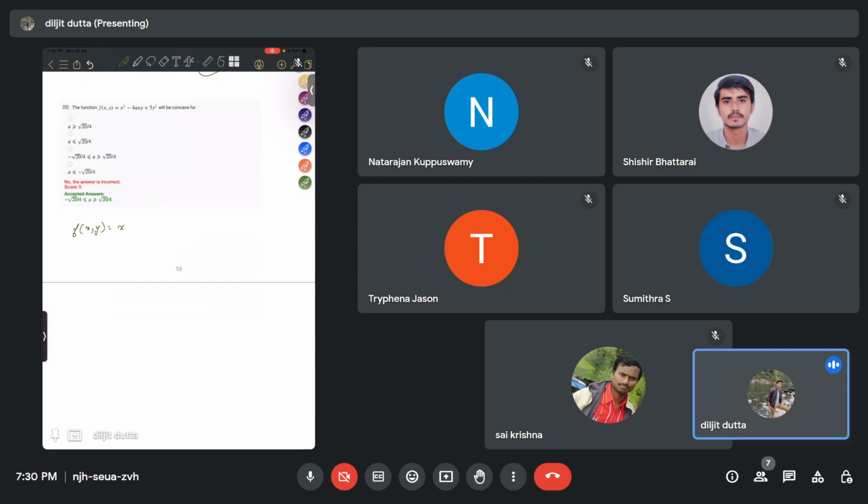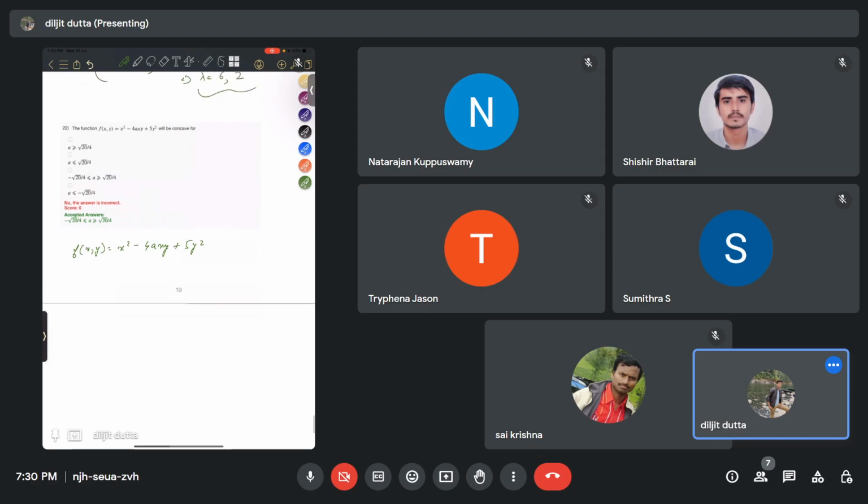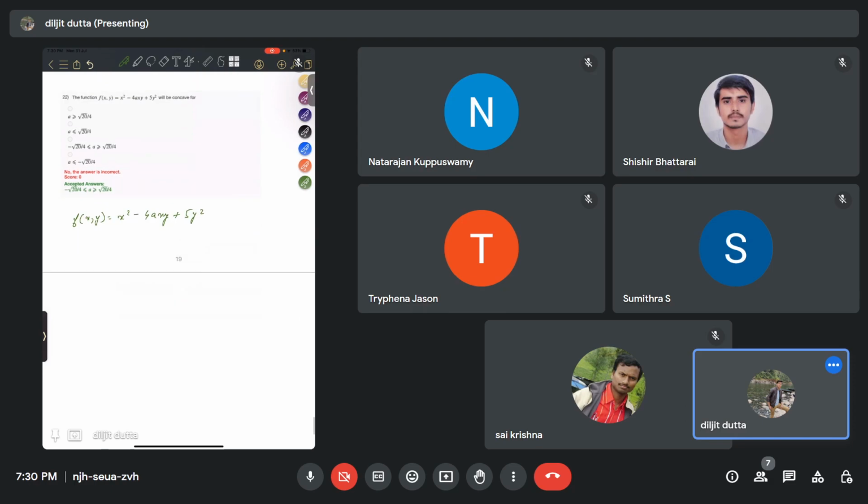F of x, y is equal to x squared minus 4axy plus 5y squared. So it will be concave for this thing. I think if they are defining concave as for minima, then I will be clarified. Okay, we'll solve this question and then see.